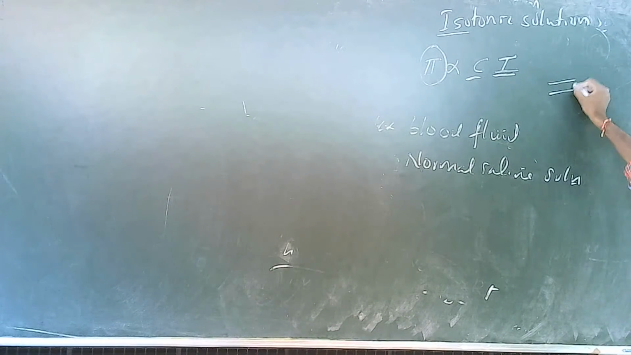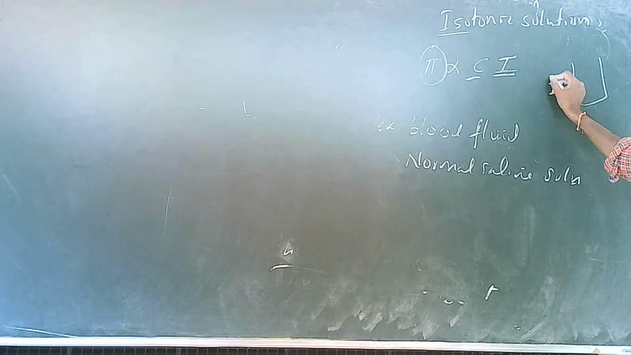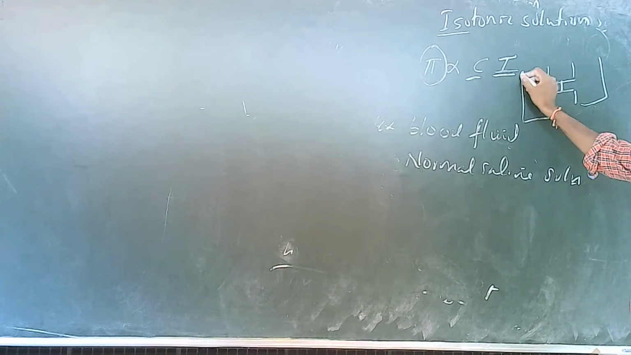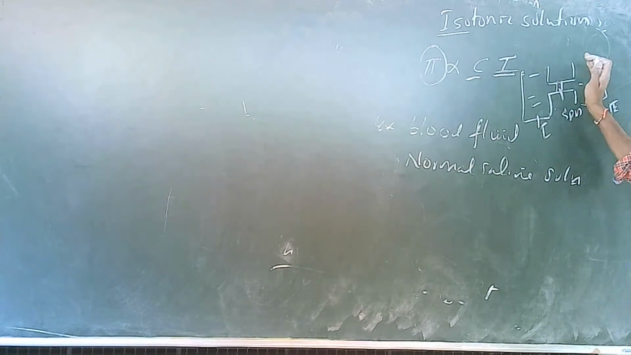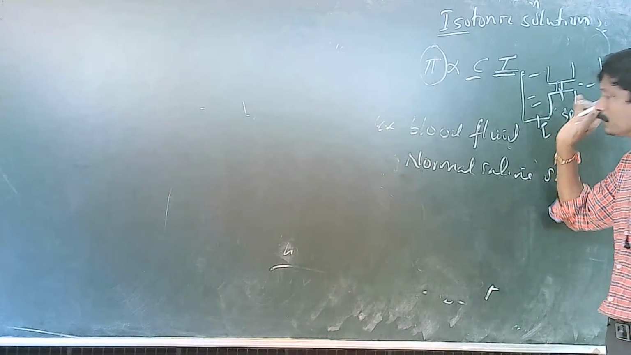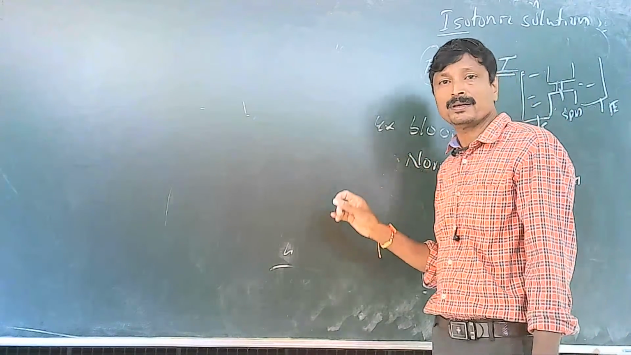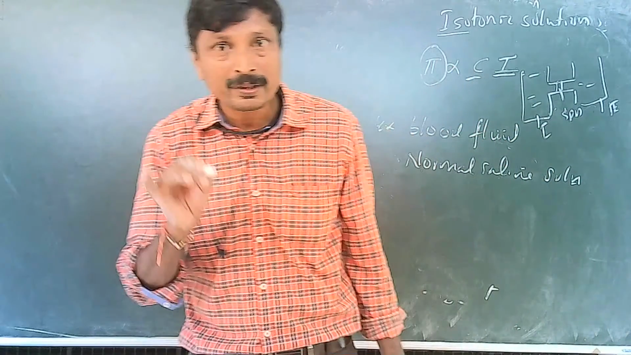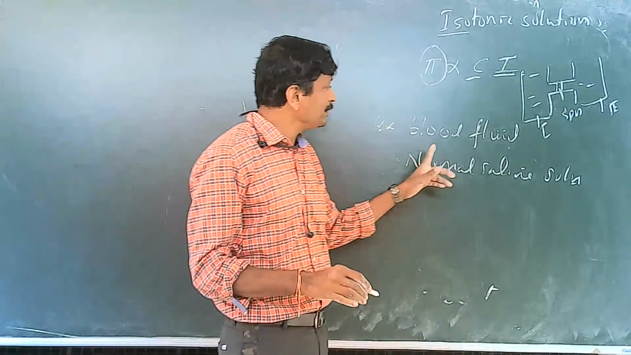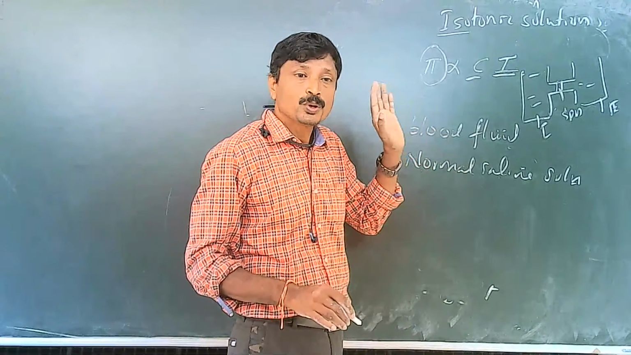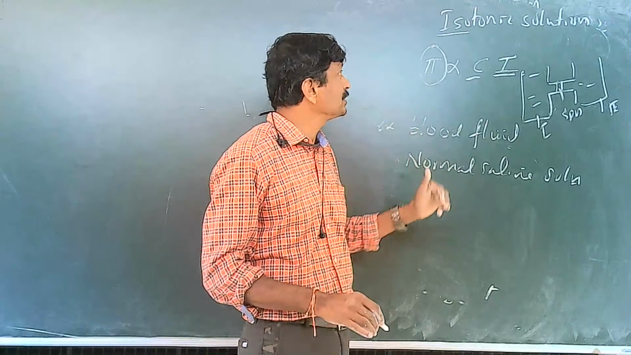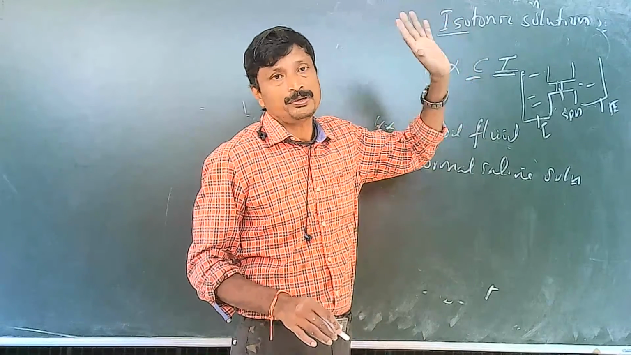Isotonic means what? Two isotonic solutions are connected through a semi-permeable membrane. This is solution one and this is solution two. They have the same osmotic pressure, and there is no osmosis taking place. Why do you inject a normal saline solution? Because it is isotonic with blood fluid. If the concentrations of the blood fluid and the normal saline solution are the same, there is no osmosis. Such solutions are called isotonic solutions.